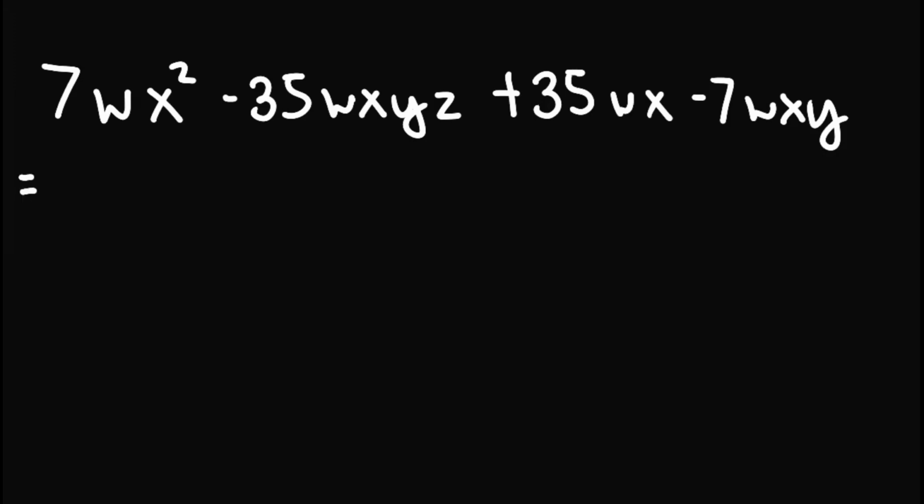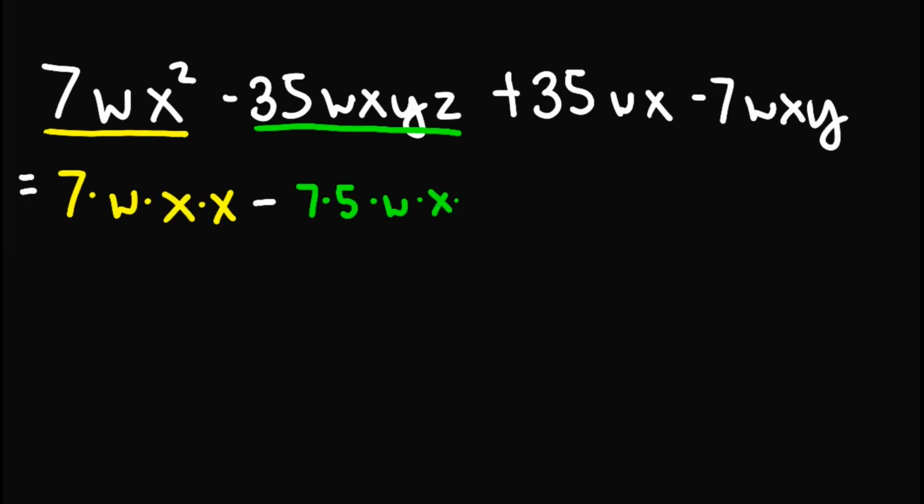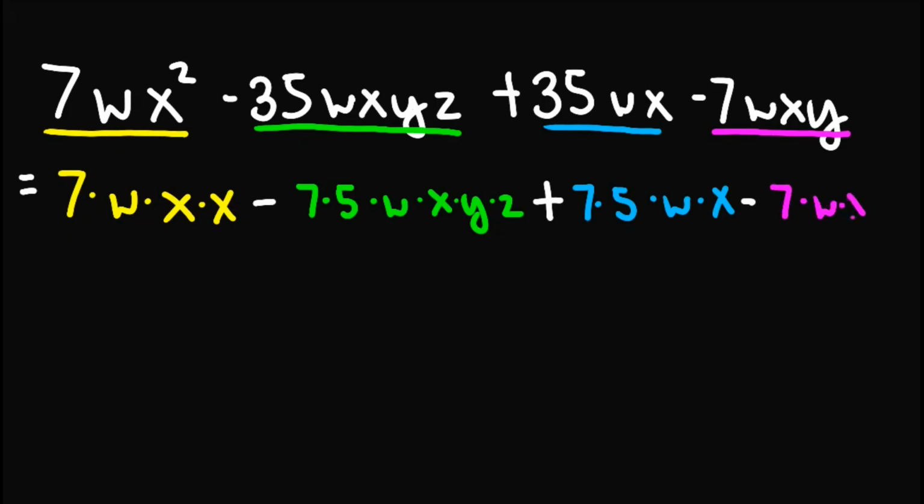First, note that we can write 7w x squared out here as 7 times w times x times x, minus we can write 35w x y z out here as 7 times 5 times w times x times y times z, plus we can write 35wx out here as 7 times 5 times w times x. And lastly, we can write 7wxy as it is, since we can't really factor anything out here. 7 times w times x times y.